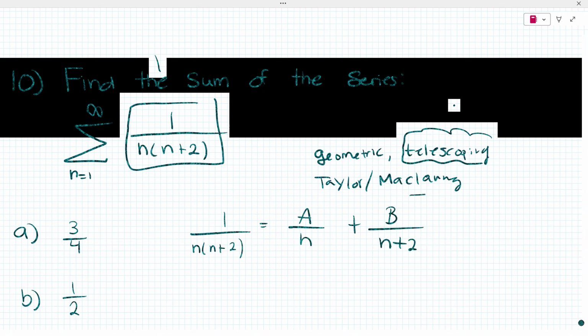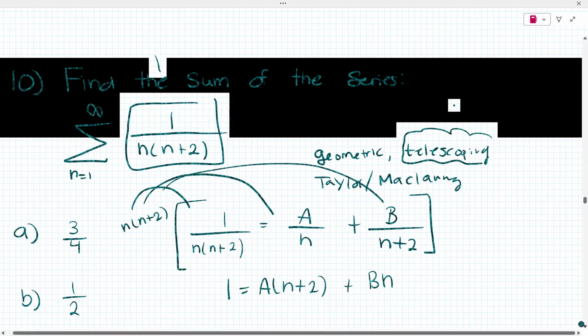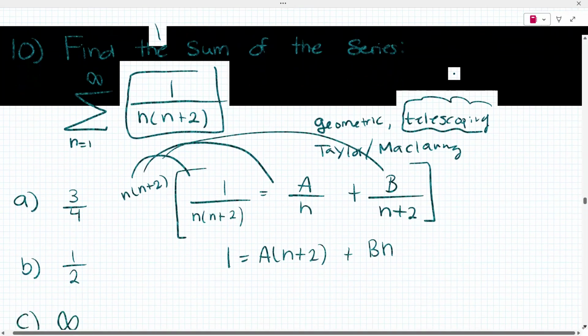First, what I would do is get rid of the fractions by multiplying all sides by the LCD, which is n times n plus 2. Over here, that just becomes 1. Here, the n cancels and you're left with a times n plus 2. Here, n plus 2 cancels and you're left with bn. So now we've got to solve for a and b.